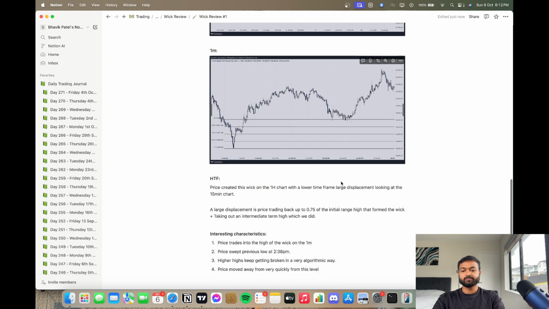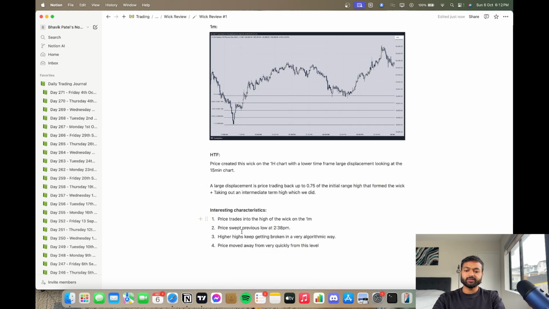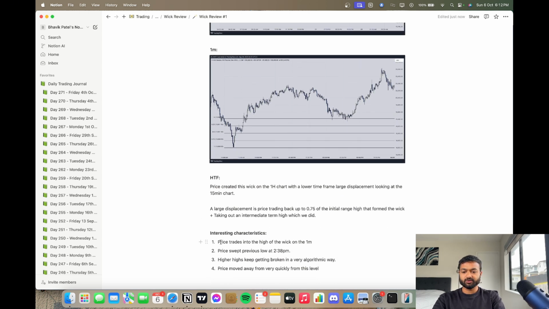This is the 1 minute. And then I just write down interesting characteristics I see. Price trades into the high of the wick. Price swept the previous low at 2:38 p.m.